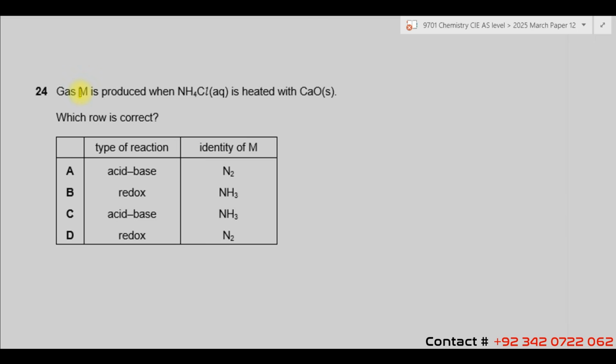Question 24. Gas M is produced when ammonium chloride aqueous is heated with calcium oxide solid. Which row is correct? Let's see, whenever ammonium salt like ammonium chloride reacts with the base calcium oxide, it forms salt, water, and releases ammonia. So gas M is not nitrogen, it is ammonia.